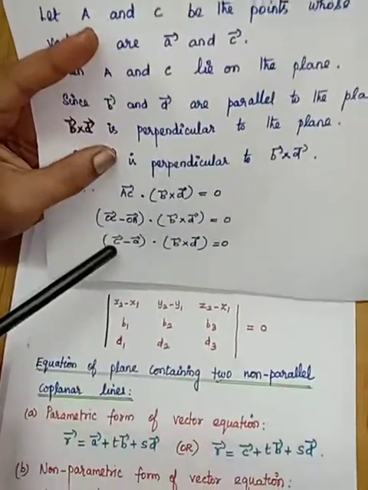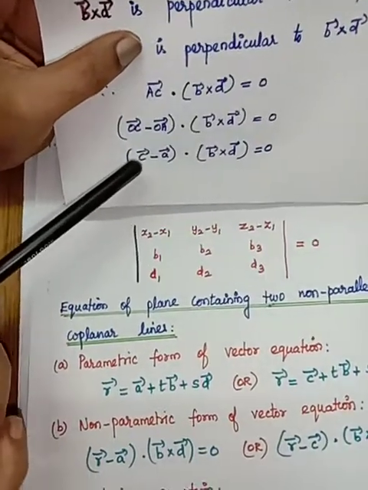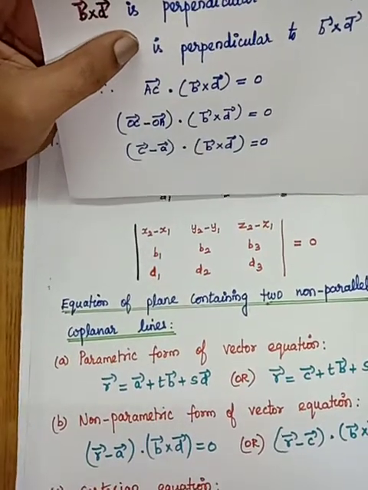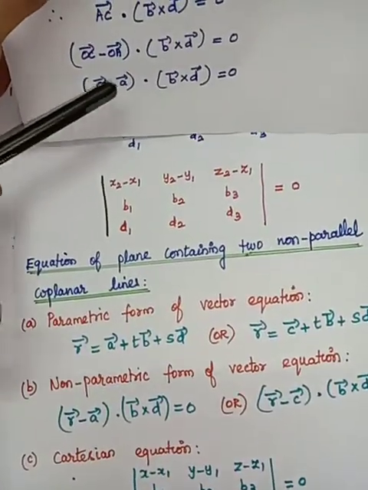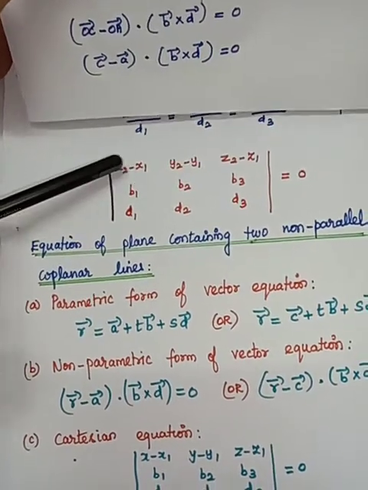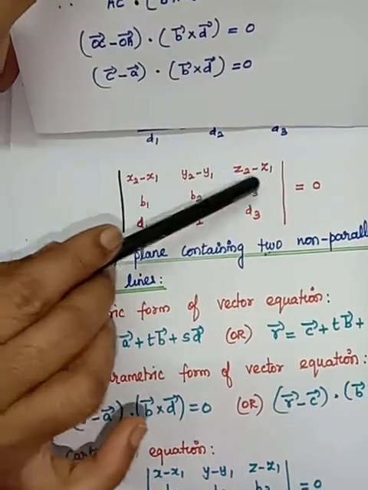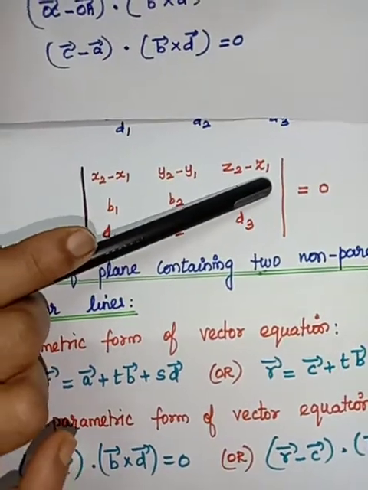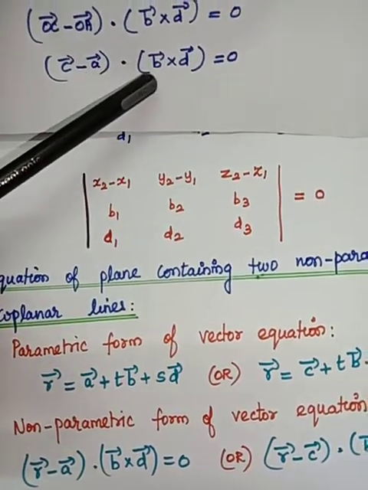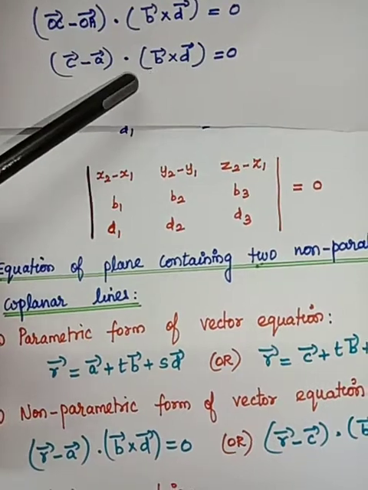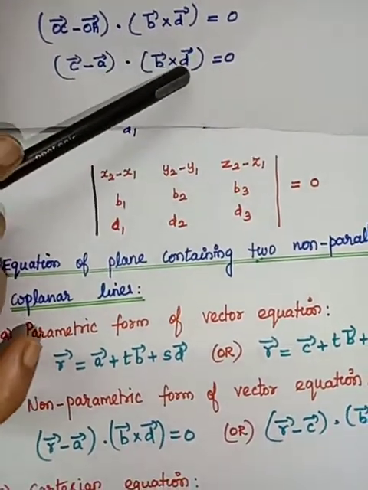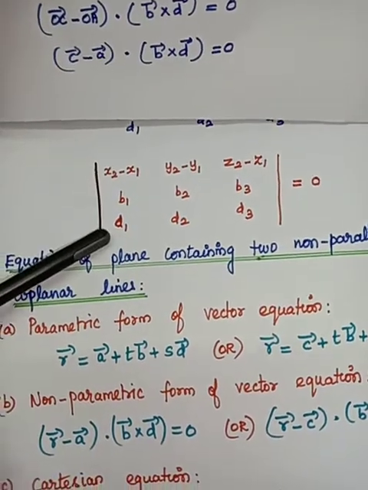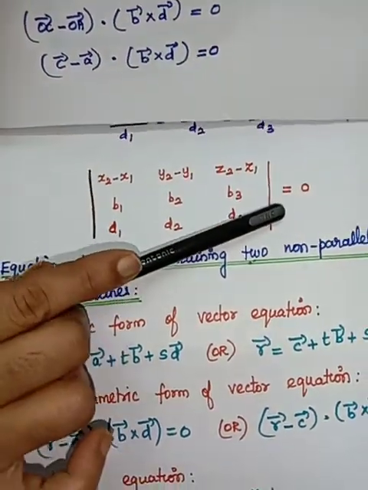Okay, so the second point C can be written as x2, y2, z2, and the first point A can be written as x1, y1, z1. So therefore, what are the c vector minus a vector components? x2 minus x1, y2 minus y1, z2 minus z1. And then what is the second vector present here? It is b vector. So they are the parallel vectors. So therefore b1, b2, b3. The next one, what is it? d vector, whose components are d1, d2, d3, is equal to 0.